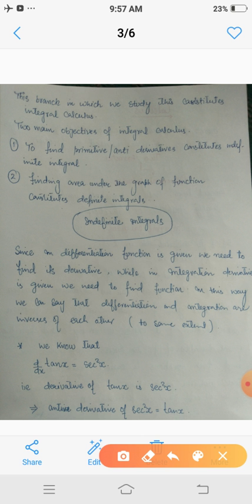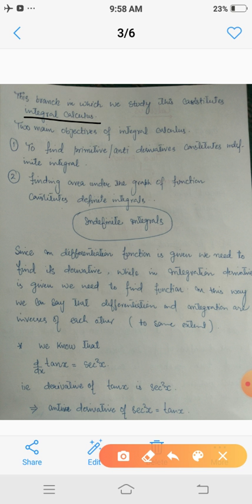This branch in which we find the antiderivatives constitutes the integral calculus. This is called the integral calculus, and it is a branch of calculus. The two main objectives of this integral calculus are, first, to find the primitive or antiderivative, which is simply called the indefinite integral, of the given function. Like if we have velocity, from velocity we have to find the position of the object, that is, to find the indefinite integral.